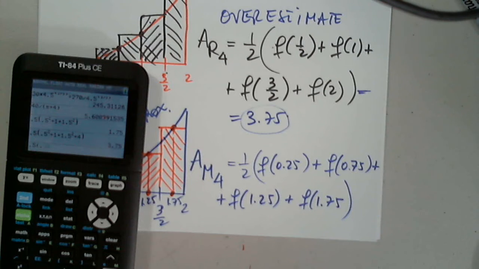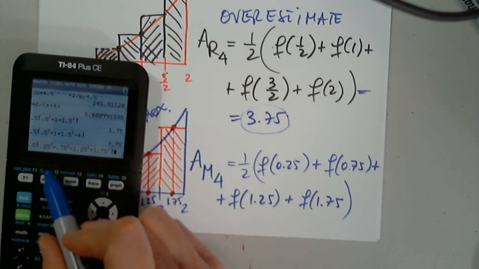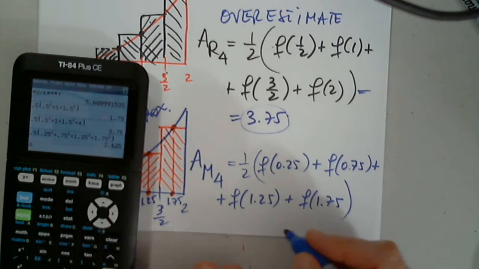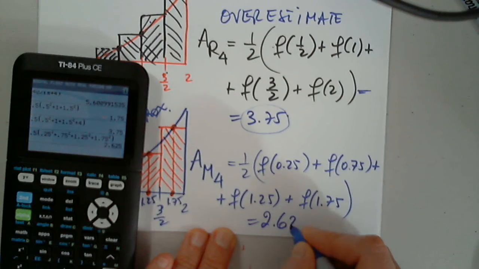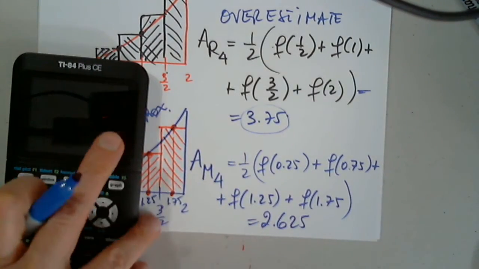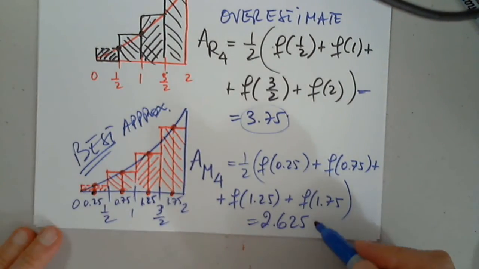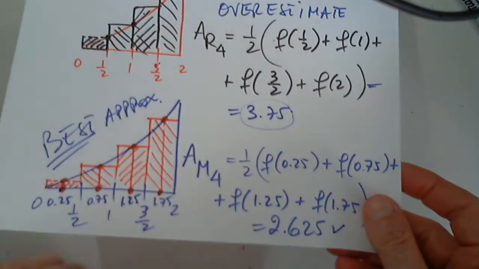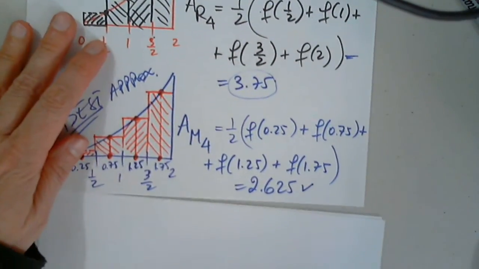0.5 in parentheses 0.25 squared plus 0.75 squared plus 1.25 squared plus 1.75 squared, and close. Let me check. Yes. Okay. So this is 2.625. We expect this to be the closest to the exact area. Okay. Notice what we just did.